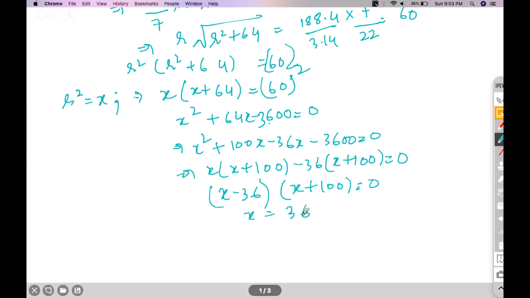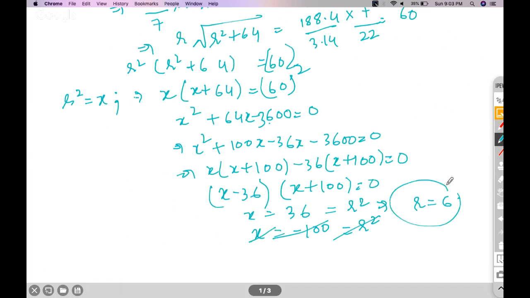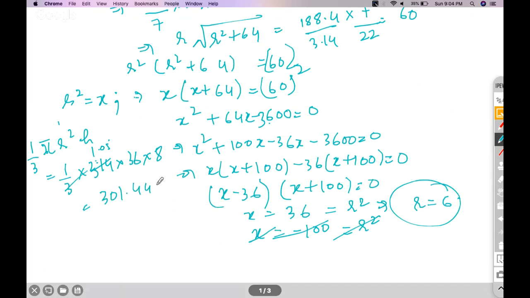So x comes out to be 36, and that is equal to r square. So r comes out to be 6, and x comes out to be minus 100, that is equal to r square. Square can never be negative, so this is negated. So r comes out to be 6. Now your volume would be 1 by 3 pi r square h. So 1 by 3, 22 by 7, or 3.14, whatever you want to take, 3.14 into 36 into h, which is 8. So this gives me nearly 1.05, and I'll get an answer as 301.44 meters cube.